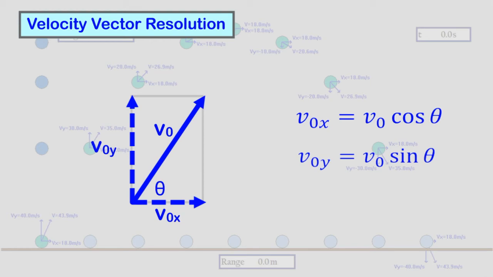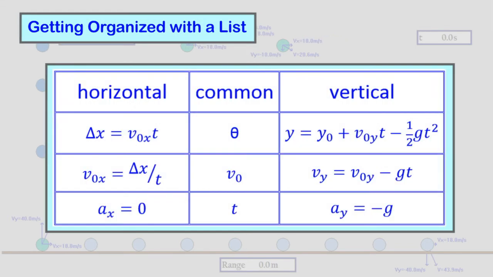Next, the equations and the list. It turns out we're looking at two different motions happening at the same time. So when you go about trying to make a list of information that you know about the problem, you want to break it down into a horizontal and vertical list, at least. You could put a center column called the common column. Now, here's why it's called the common column. The theta is not associated with x or y. The V naught is not either. They're both kind of connected together because this is the magnitude and that's the direction of the initial velocity.